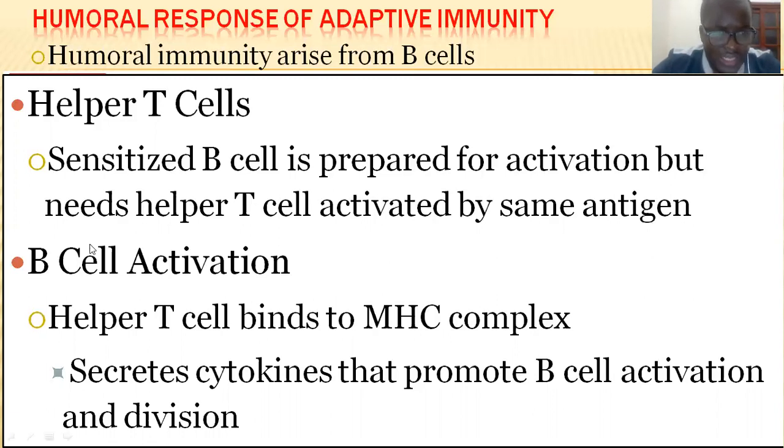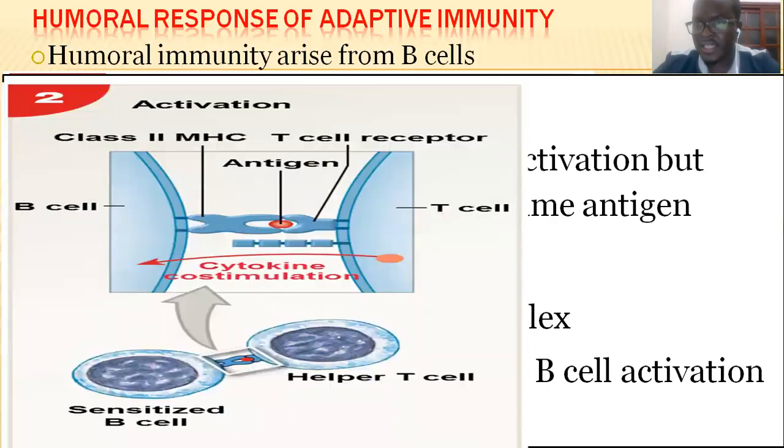So, B cell activation. The helper T cell binds the major histocompatibility complex, and then it will start producing cytokines that will promote B cell activation and division. So the B cell has internalized the pathogen, processed it, and presented it on major histocompatibility complex class 2 to the T helper cells. The T helper cell will bind, be activated, and start producing cytokines, and these cytokines will have an effect on the B cells. The B cells will be activated, and then they'll start proliferating and dividing.